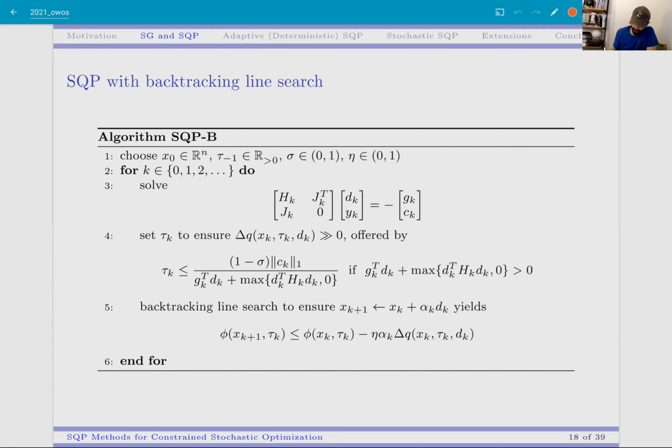going to decrease it in order to satisfy, in this case, some inequality of this form. The details of that don't really matter. Just that you're going to maybe decrease it to adjust your weight between the objective and constraints. And then from there, you may do, in this case, a line search. So this is what I'll call the SQP method with backtracking line search.